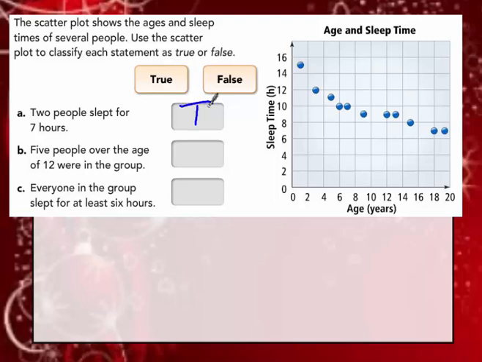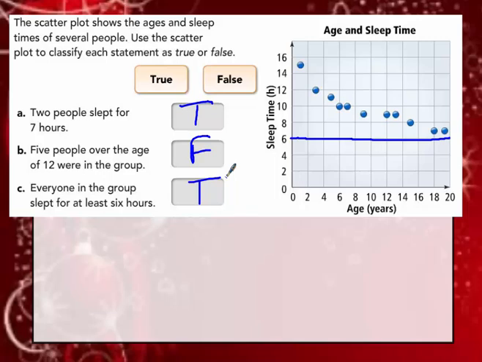Next, 5 people over the age of 12 were in the group. Well, we look here at 12 and come up, and we see that it runs right through this line. There are only 4 people that are over the age of 12 and 1 that is 12. So are 5 people over the age of 12? No, this would be a false statement. And then last but not least, everyone in the group slept for at least 6 hours. So we have this 6-hour line right here. Is everybody above it? Yes, so this is true. So that's how we interpret some of this data.